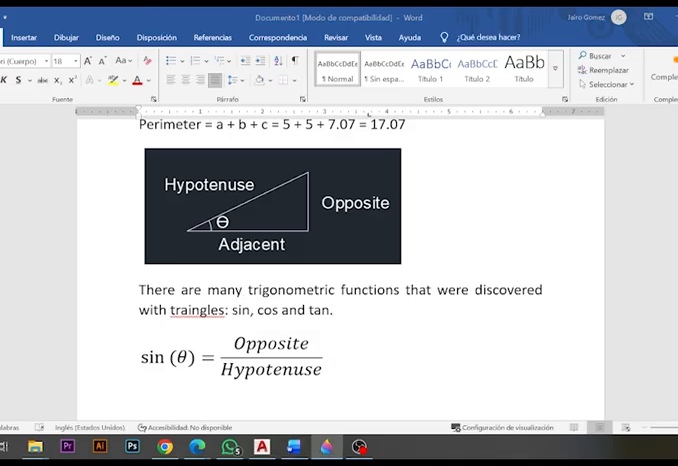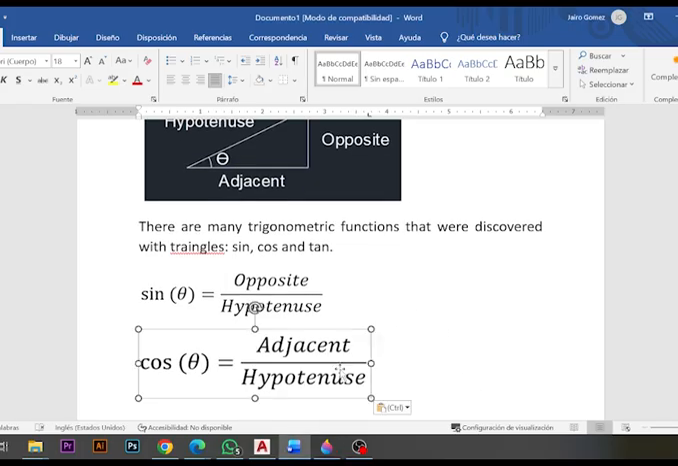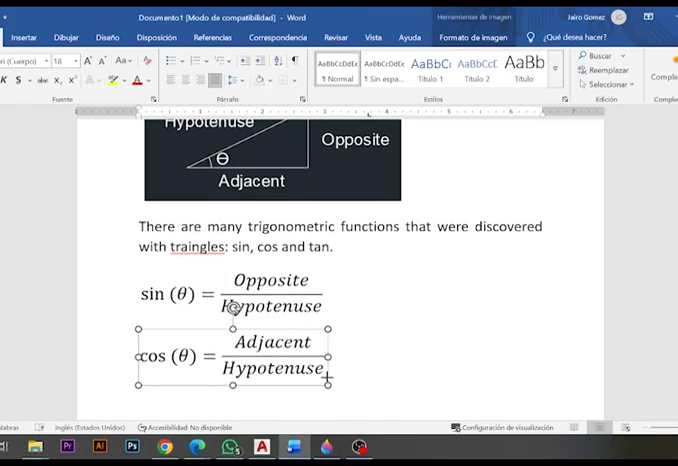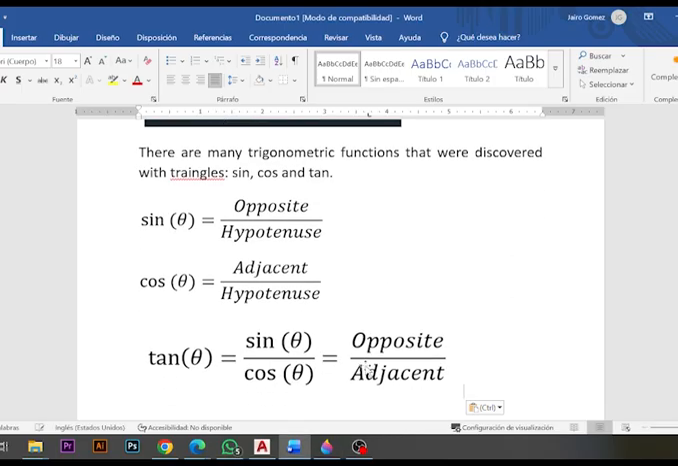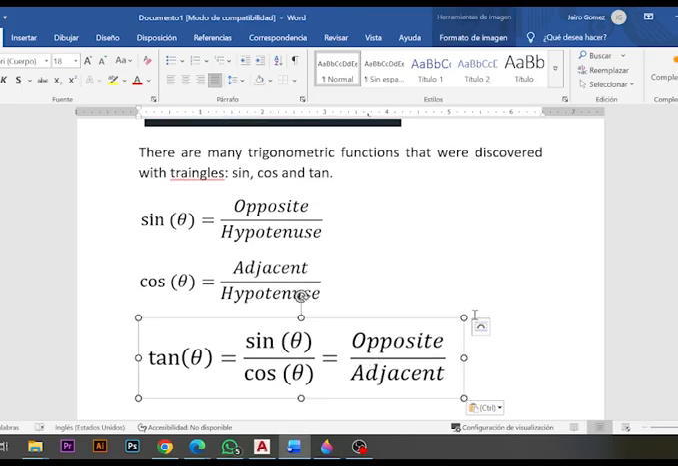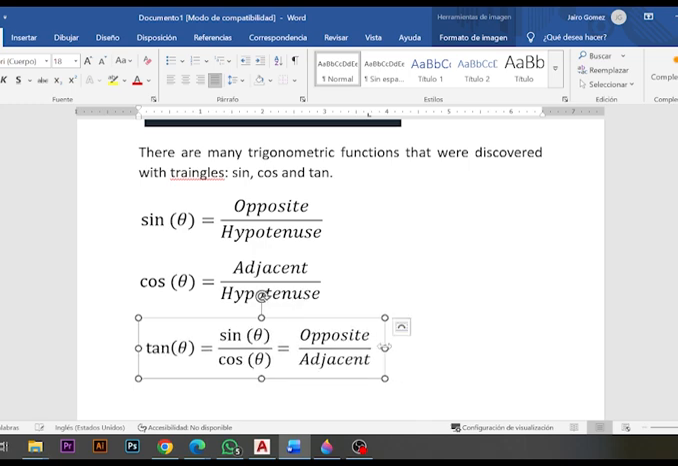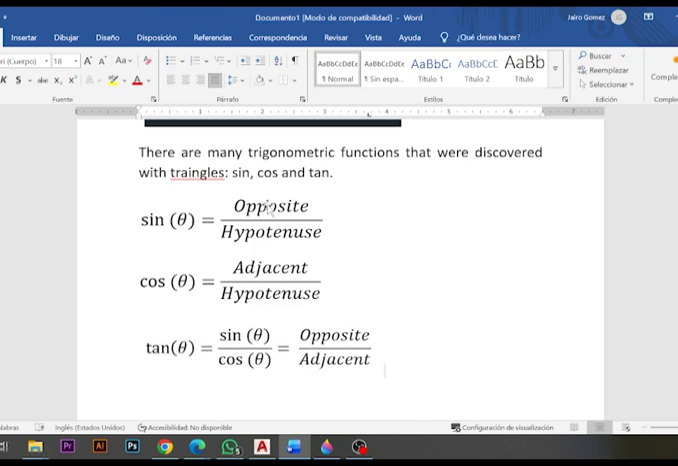Cosine is adjacent over hypotenuse. And tangent is sine over cosine, or in this case, opposite over adjacent. So you can write it either way.